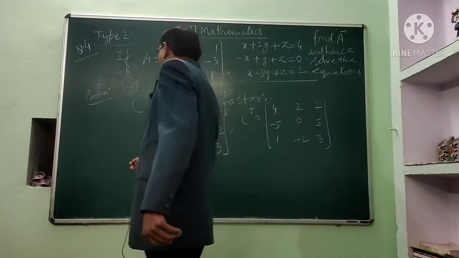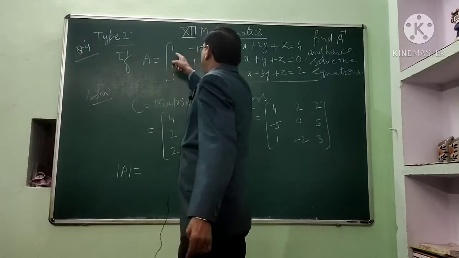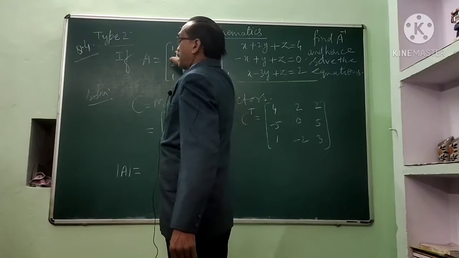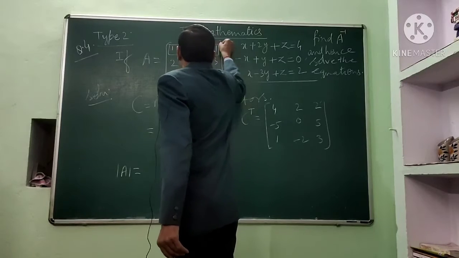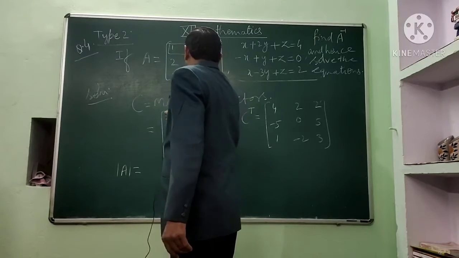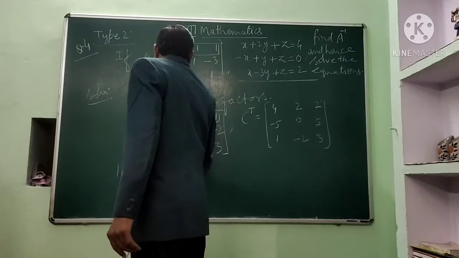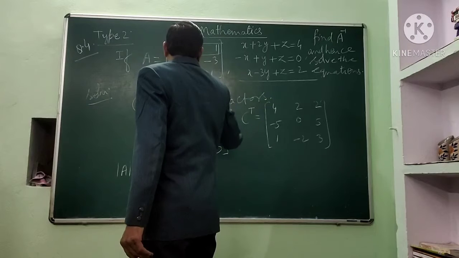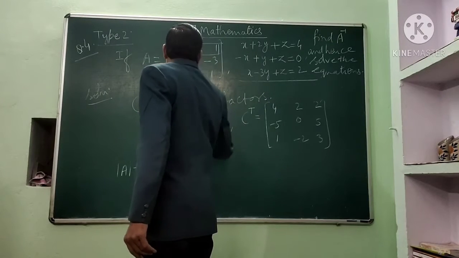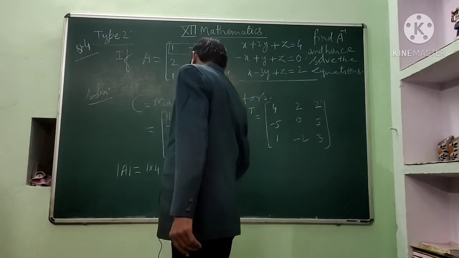Student, now we will find the determinant of A. It is the addition of the products of the corresponding elements of the A matrix and the C matrix, first row. So it is 1 into 4, plus 5, since minus 1 into minus 5 is plus 5, then 1 into 1 is 1. So it is 10.